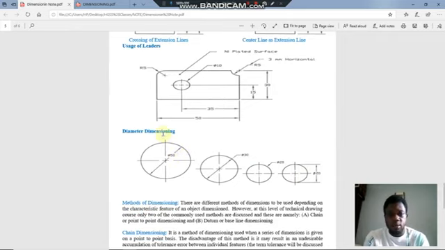Diameter dimensioning: you can dimension a diameter this way, you can dimension a diameter this way, and this way. The same thing goes if it's a radius. Instead of theta you use R for radius, and for diameter you use the theta symbol.